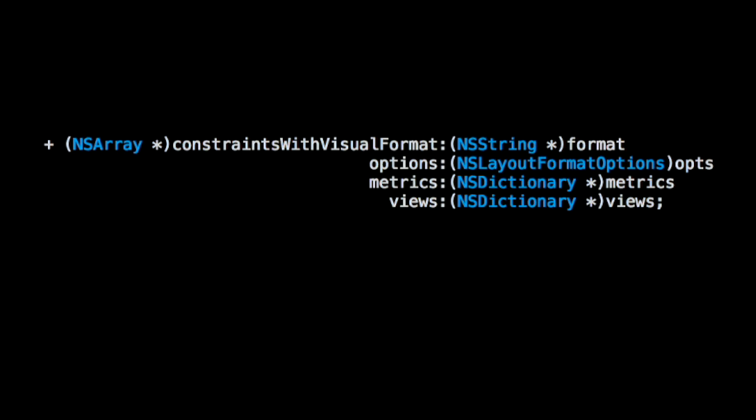We represent constraints in code using instances of the NSLayoutConstraint class. We usually create these constraints using the class function constraints with visual format, which follows that definition up there. We've already talked about the first parameter, the visual format string. So let's take a quick look at the remaining parameters: options, metrics, and views.